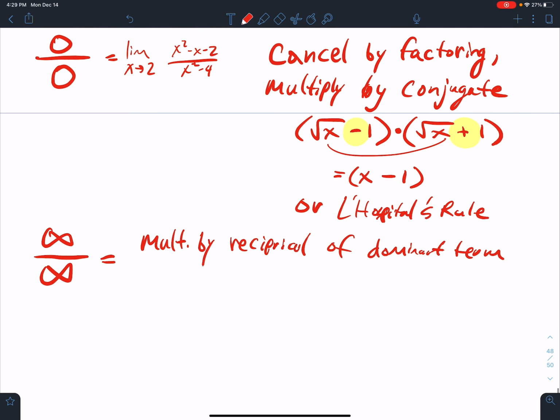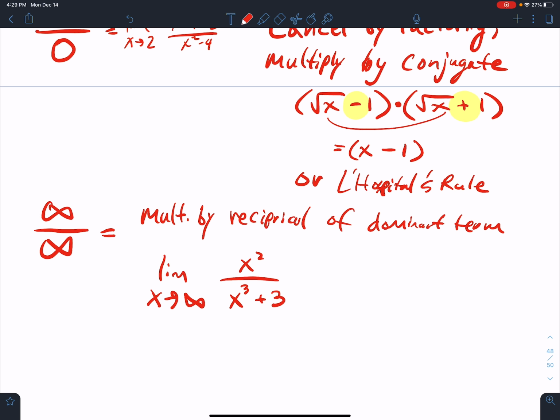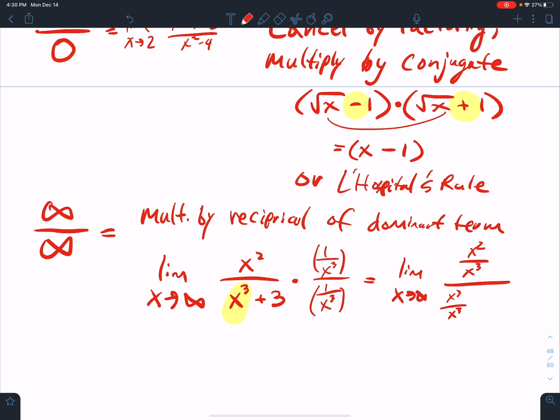Giving an example of that, say you're taking the limit as x goes to infinity of x squared over x cubed plus 3. The dominant term here is x cubed, so I'm going to multiply by the reciprocal of the dominant term on the top and bottom here, just so that I keep everything equal. This will produce an x squared over x cubed in the numerator, and then x cubed over x cubed plus 3 over x cubed in the denominator.